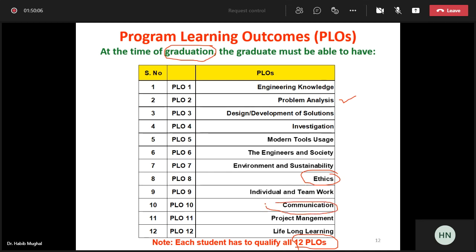What do you mean by communication? Communication means you can communicate technical matters to your seniors and to your juniors, both. For example, sometimes you have to give a presentation to the prime minister, maybe the chief minister, or the deputy commissioner, or your senior, a general manager. And sometimes you have to explain things to your juniors. So you should be able to communicate technically very well. Then project management and lifelong learning. Lifelong learning means the habit of keeping on learning.